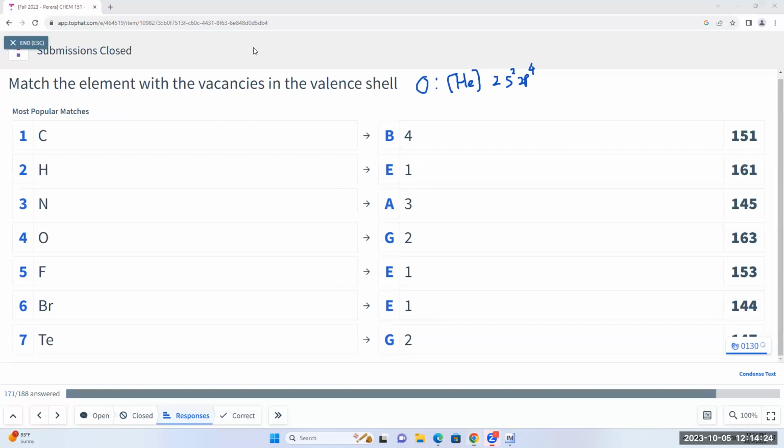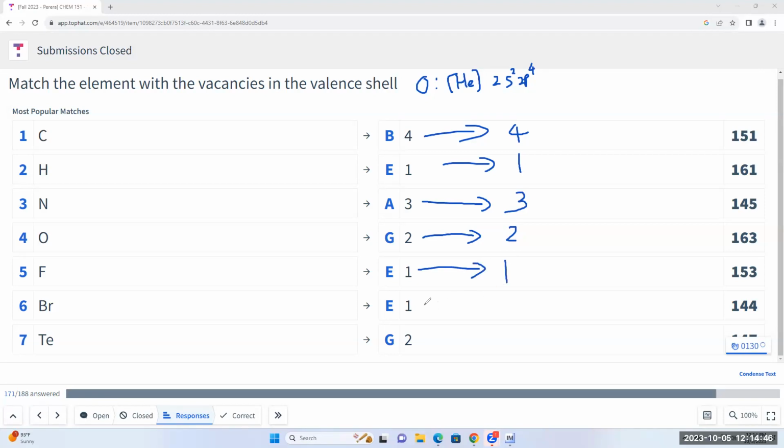Okay, look at this now. Carbon has 4 vacancies. The common bonding capacity of carbon is also 4. Hydrogen has 1 vacancy. The common bonding pattern is also 1. Nitrogen has 3 vacancies. Guess what? The common bonding pattern is 3. Oxygen has 2 vacancies. Commonly, oxygen forms 2 bonds. Fluorine has 1 vacancy. It forms 1 bond. Bromine, 1 vacancy, 1 bond. Tellurium, 2 vacancies, therefore it should form 2 bonds. So the number of vacancies in the valence shell is the same as its common bonding capacity. That's the method.